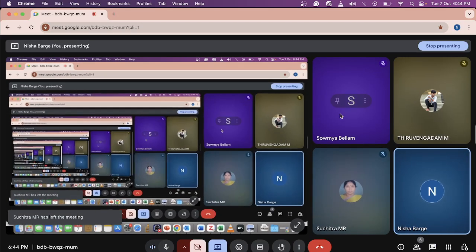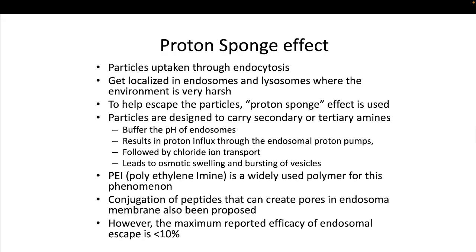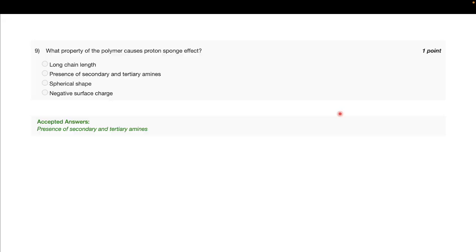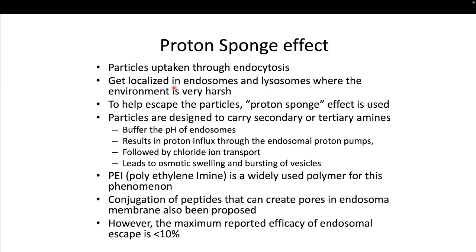I hope this concept of proton sponge effect is clear. So what property of the polymer causes proton sponge effect? It is the presence of your secondary and tertiary amines. Is this clear? Okay, if there are no doubts, I'll move on towards the next question.